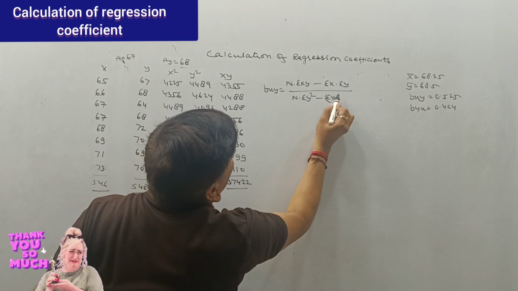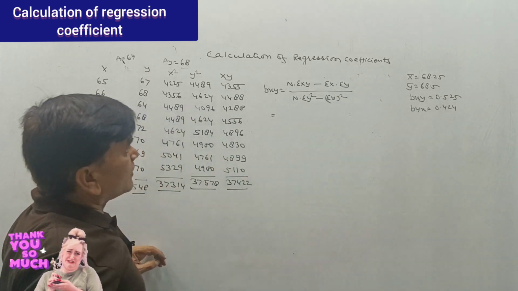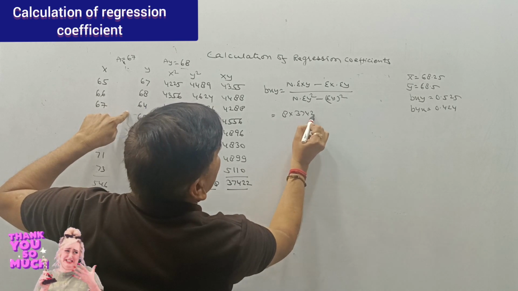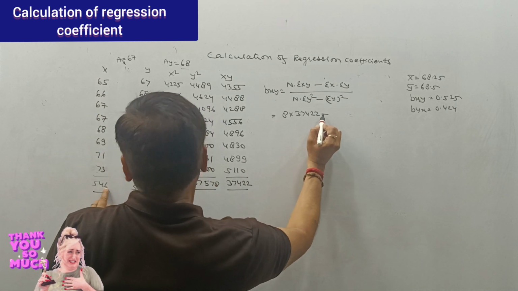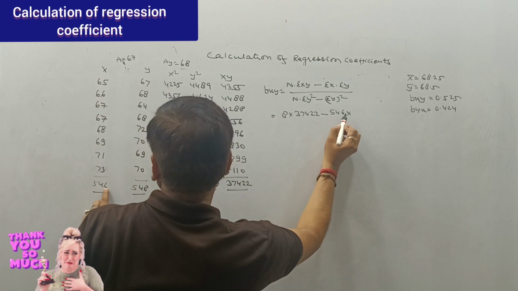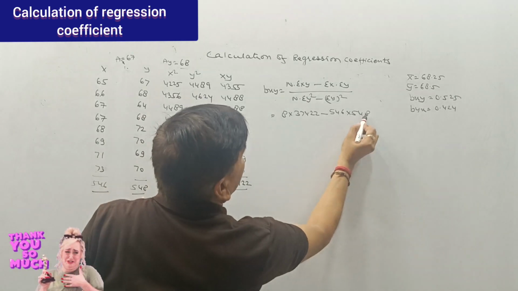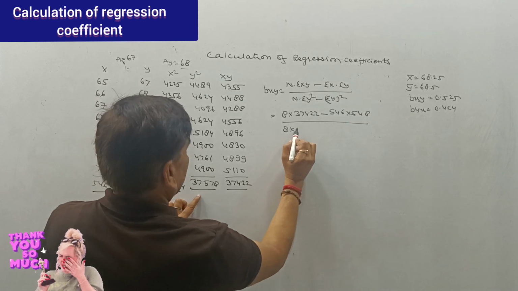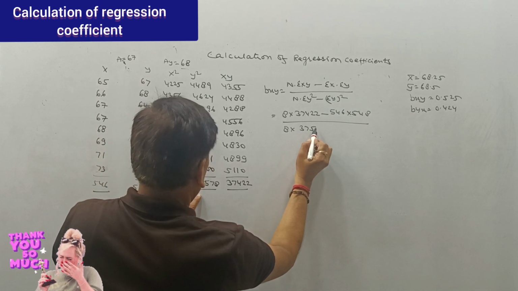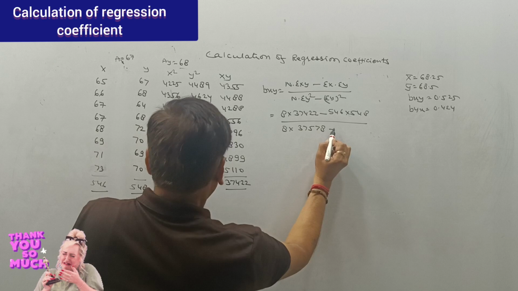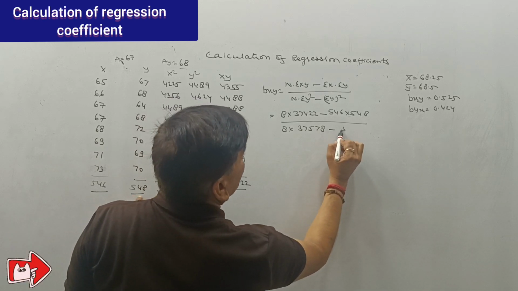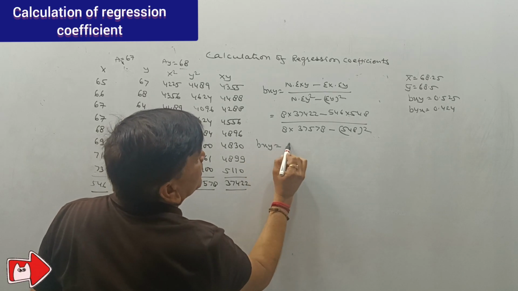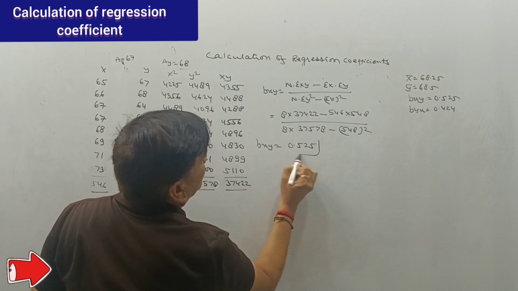For getting BXY, the formula is n multiplied by sigma xy minus sigma x multiplied by sigma y, upon n multiplied by sigma y square minus sigma y raised to power 2. So the n value is 8, multiplied by 37422 minus 546 multiplied by 548, divided by 8 multiplied by 37578 minus 548 raised to power 2. By calculating this, you will get 0.525.